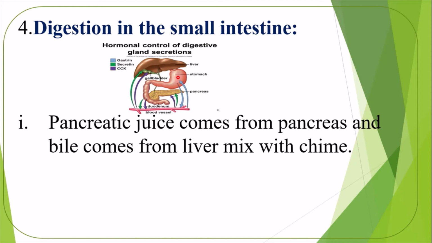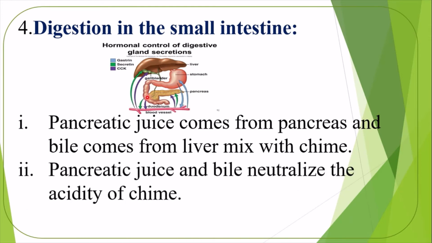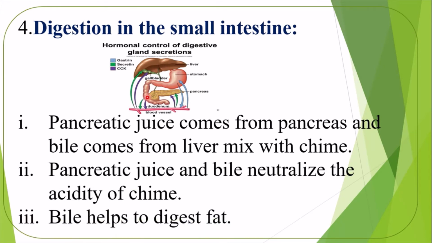Chyme is acidic. Why is chyme acidic? Because hydrochloric acid is present in the stomach. This acidic condition must be neutralized, otherwise digestion will be hampered. That's why bile and pancreatic juice combinedly help to neutralize the acidic condition of chyme. Pancreatic juice and bile neutralize the acidity of chyme. Bile helps to digest fat. How? By breaking down the fats into small droplets.